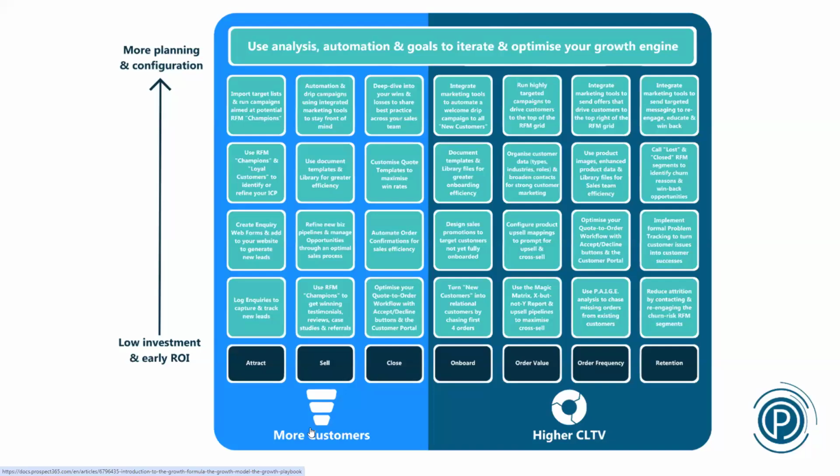You can see that it's broken down into the different segments that I've mentioned in that growth formula. We have things to focus on getting more customers, if that is the strategy that you're going for at the moment: how you can attract new customers, how you then sell to them, close those off and bring them on board as a customer. Then we've got that higher customer lifetime value segment as well, with lots of features to help you onboard new customers, add order value, increase order frequency, and ultimately retain those customers going forward.